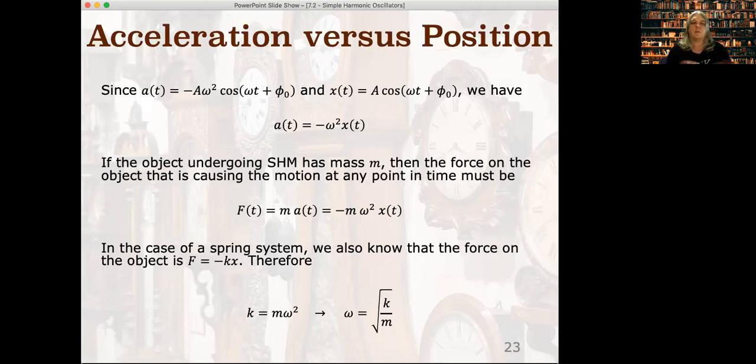We've identified the parts of x of t that are in a of t, and the only thing we have to add to turn x of t into acceleration of t is negative omega squared out the front. So that's the only thing we have to change.